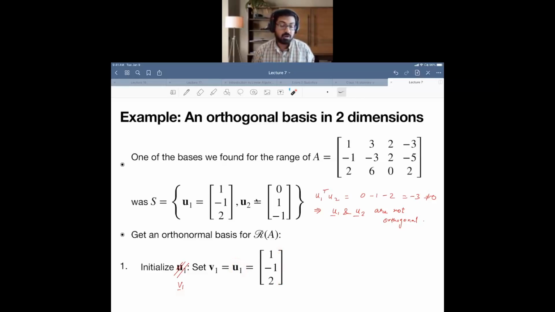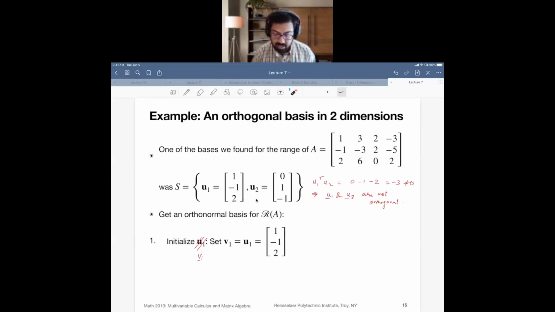There's no condition for orthogonality yet, right? But if I wanted to make the norm 1, I would literally divide by square root of 6 to make it orthonormal. I'm not doing that yet because I'm not going for an orthonormal basis. I'm just going for an orthogonal basis over here. So let's see. In two dimensions, why? Because my basis had two vectors for the range of A.